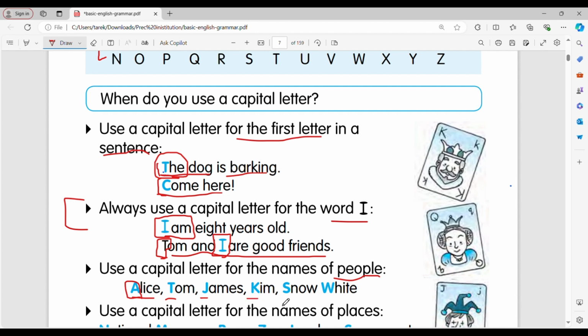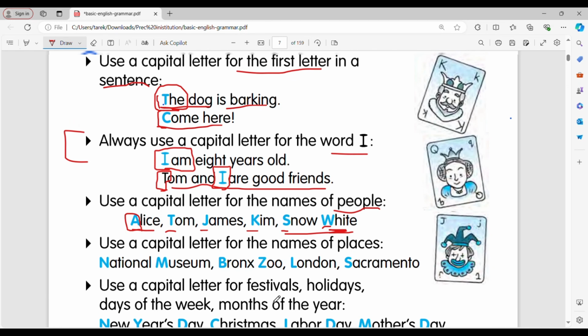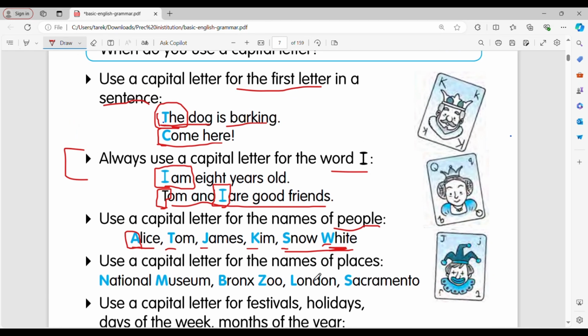Snow White, this is a full name, so Snow and White. This is not the white, the color. This is Snow White. It's the name of the person. So Snow White in here, W is capital, S is capital. Okay. We also use a capital letter for the names of places. So National Museum, National, N capital, Museum, M.